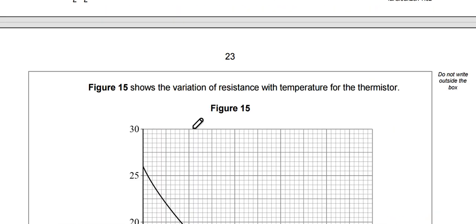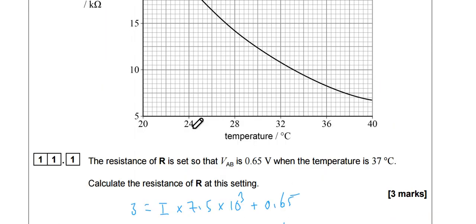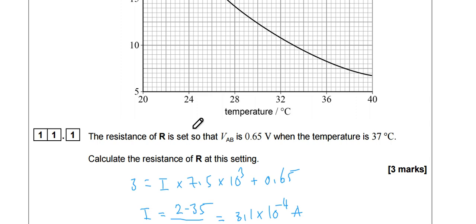The question here is, if we know that resistance R is set so that VAB is 0.65 volt when the temperature is 35 degrees Celsius, we want to calculate this value of R.